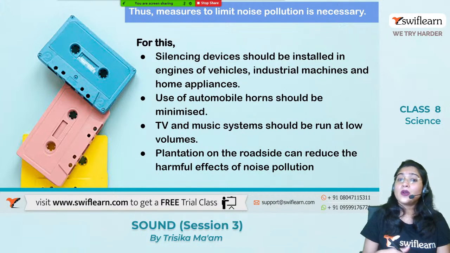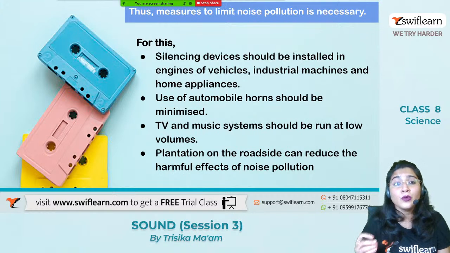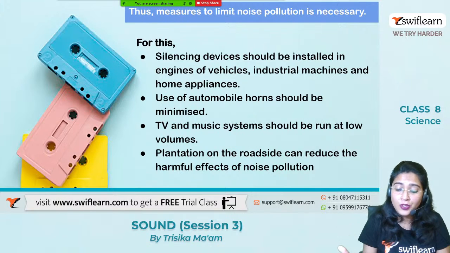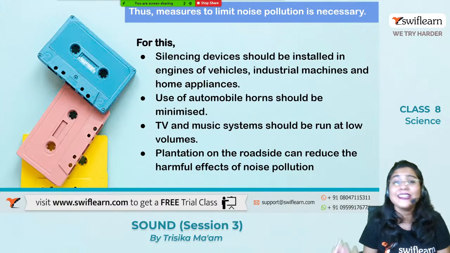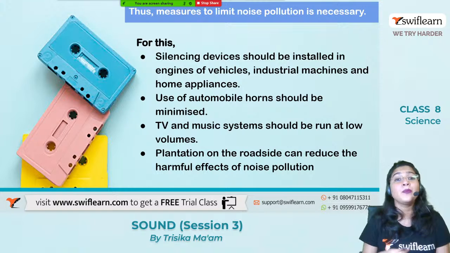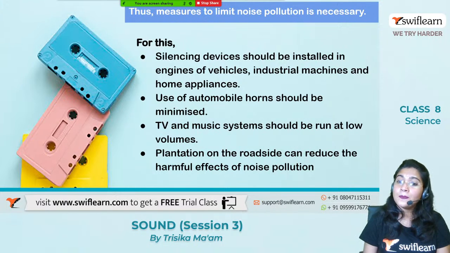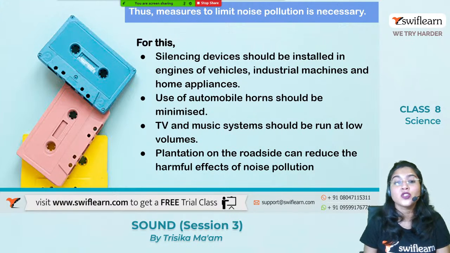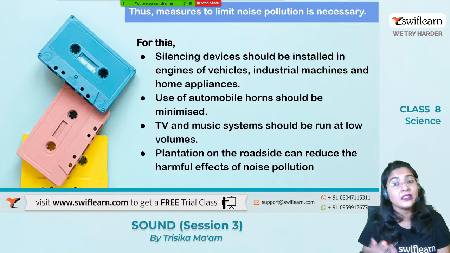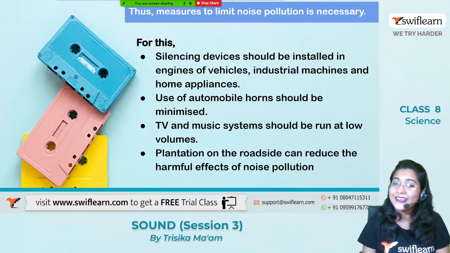Then think about the TV and the music system, which should run at a very low volume, a volume which you will be able to enjoy only, and it will not create any disturbance to the people around you, right? So we should keep the limit of the volume of the different musical instruments which can be played in our house, right? Even in case of the different occasions, so always keep it in mind, right?